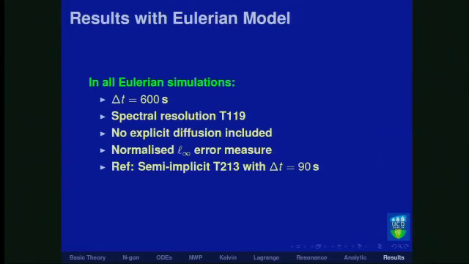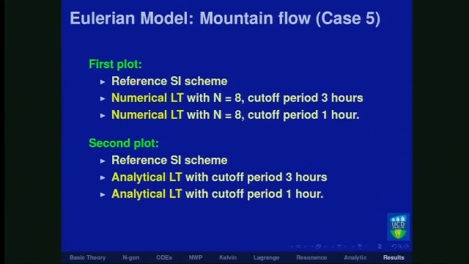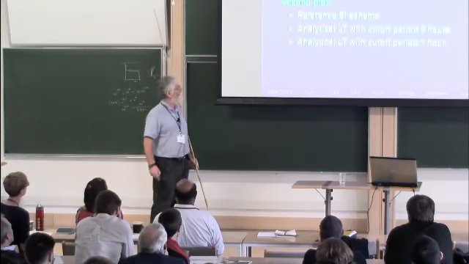So, first of all, the Eulerian model. In all cases, I'll take a time step of 10 minutes, fix the spectral resolution, no explicit diffusion, the L infinity norm, and as a reference, a higher resolution semi-implicit model. I'll show you two plots for each case. In the first plot, we're using the older numerical inversion of the Laplace transform with two cutoff times, 3 hours and 1 hour. And on the second plot, the corresponding results using the analytical inversion.